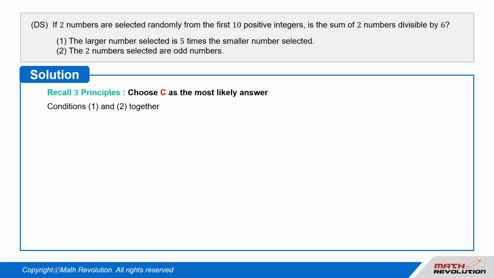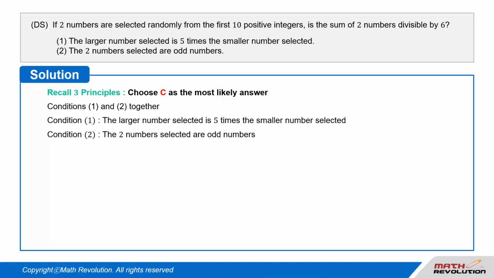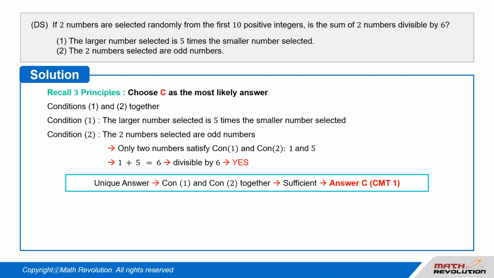Let's look at both conditions together. Condition 1 tells us that the larger number selected is 5 times the smaller number selected, and condition 2 tells us that the two numbers selected are odd. Then the only two numbers that satisfy both conditions are 1 and 5. Their sum is 6, which is divisible by 6, so we get yes. Since the answer is unique, the conditions combined are sufficient by CMT 1, which states that the answer will be in terms of a unique yes or no. So, the answer should be C.